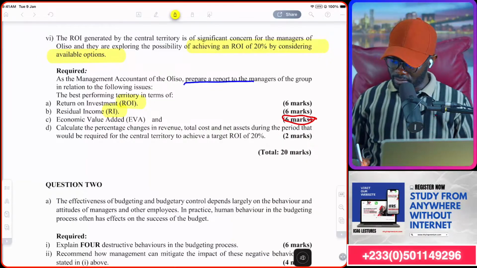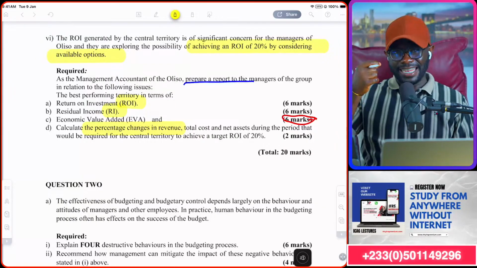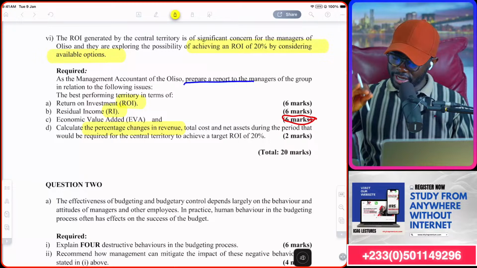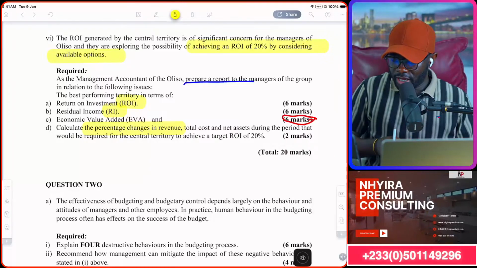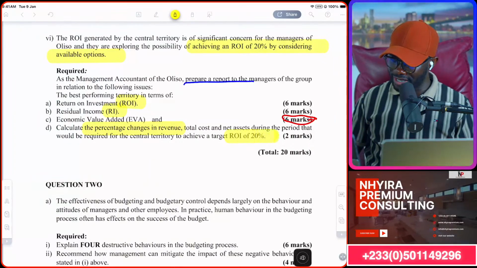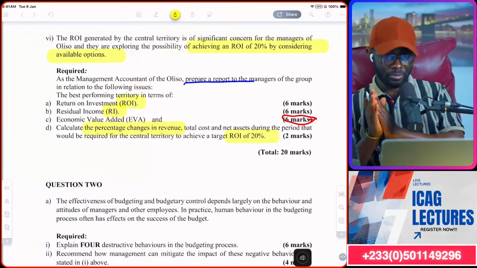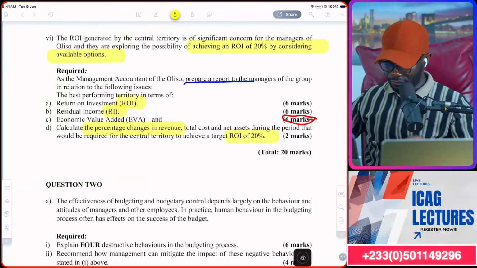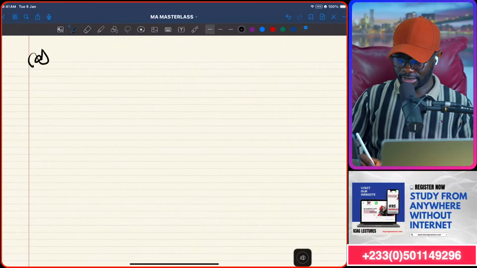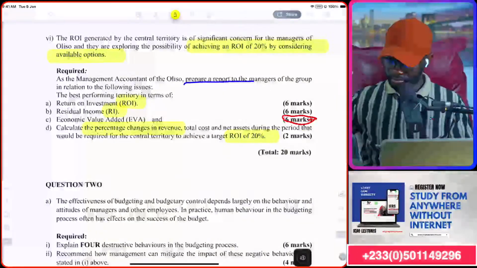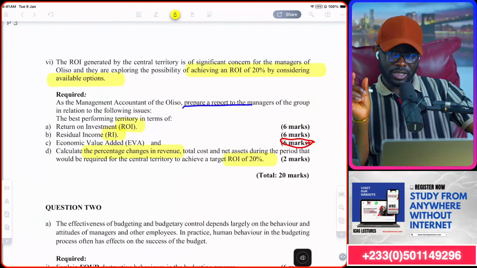It says, calculate the percentage change in revenue, total cost, and net asset during the period that would be required for the Central Territory to achieve a target ROI of 20%. Stay with me. Stay with me. And so we go to the D part of the question. So they want to make a target return on investment of 20%.